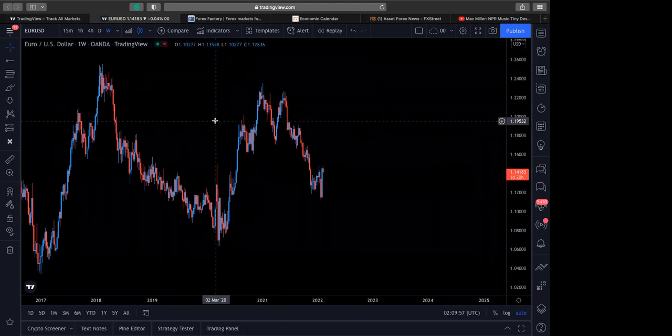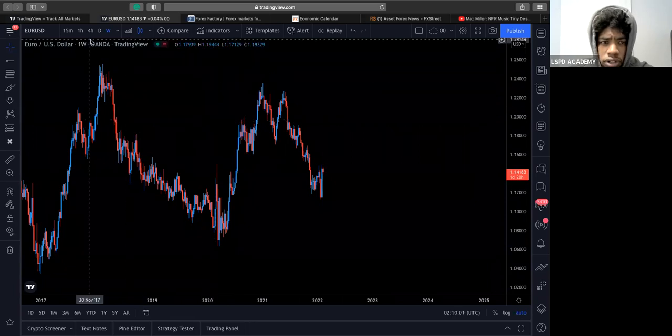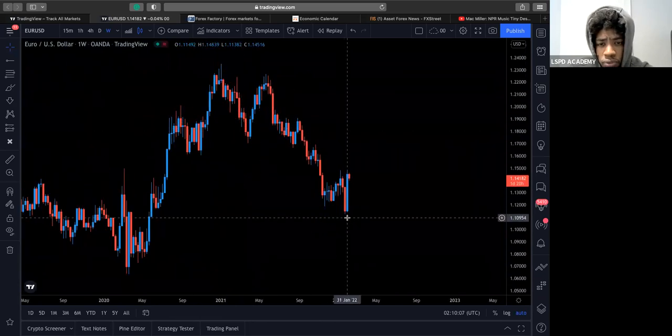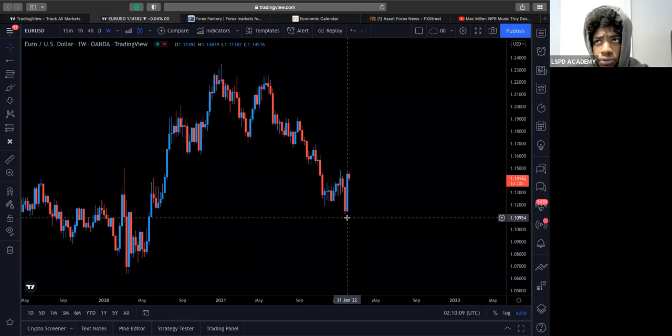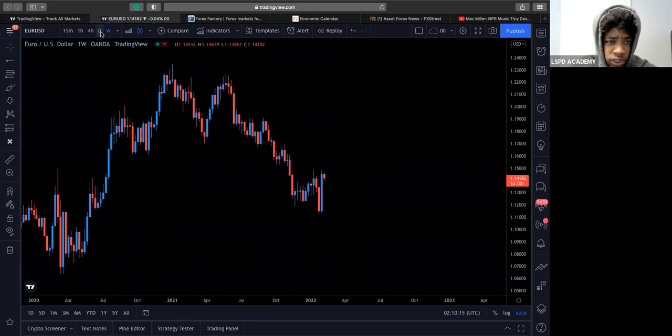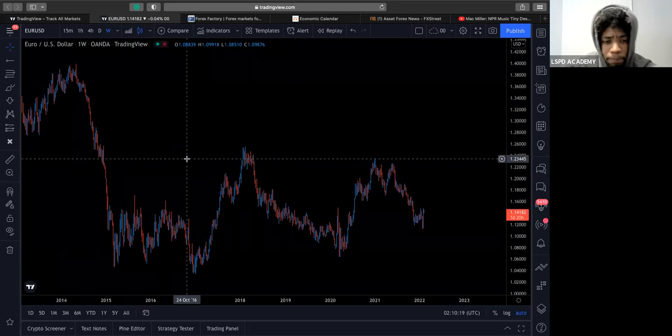So for me, what I like to do is a top-down analysis, right? That means I typically start from the weekly time frame. Each one of these candlesticks represents 1 week of trading, right? So Monday through Friday, or technically Sunday through Friday. So I typically start at the weekly time frame.